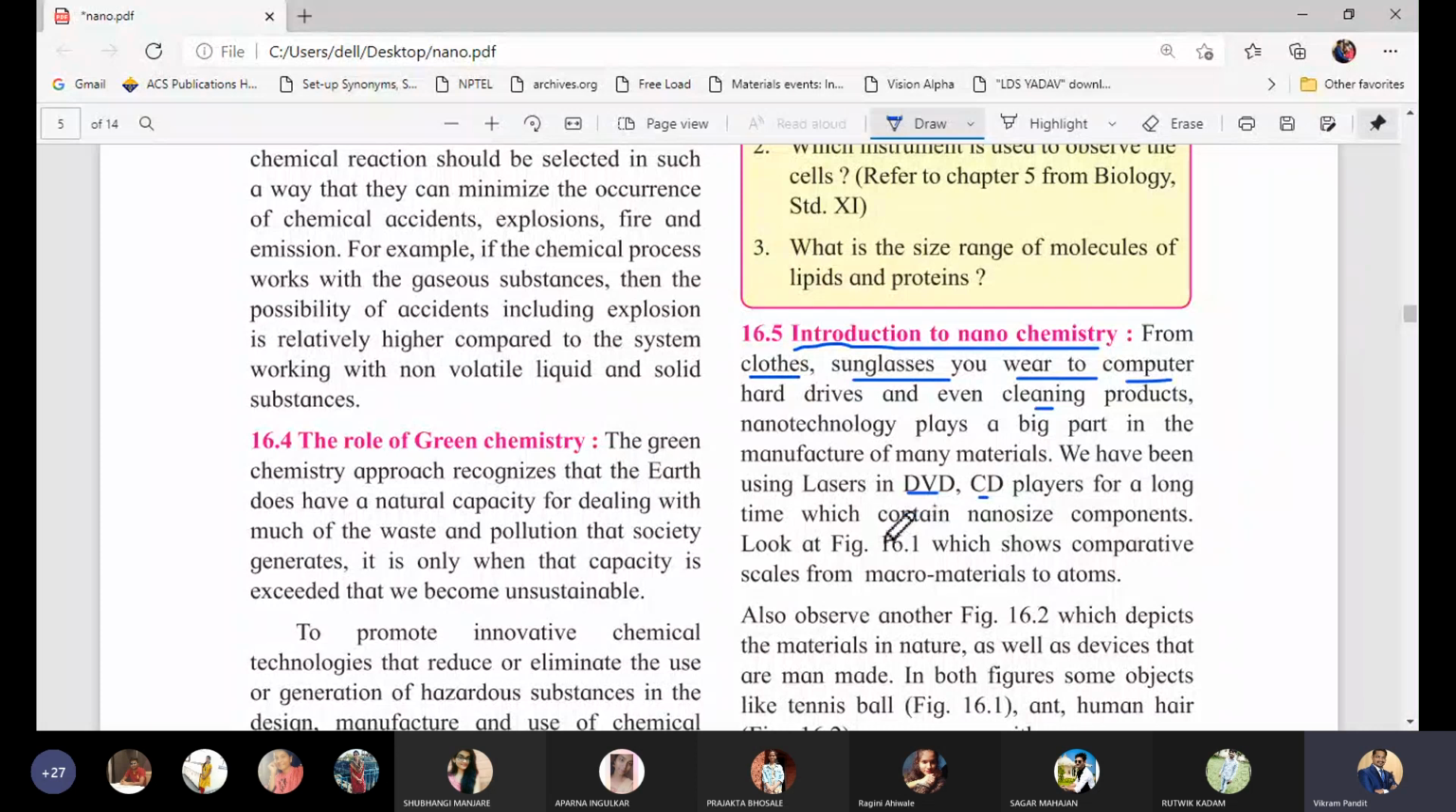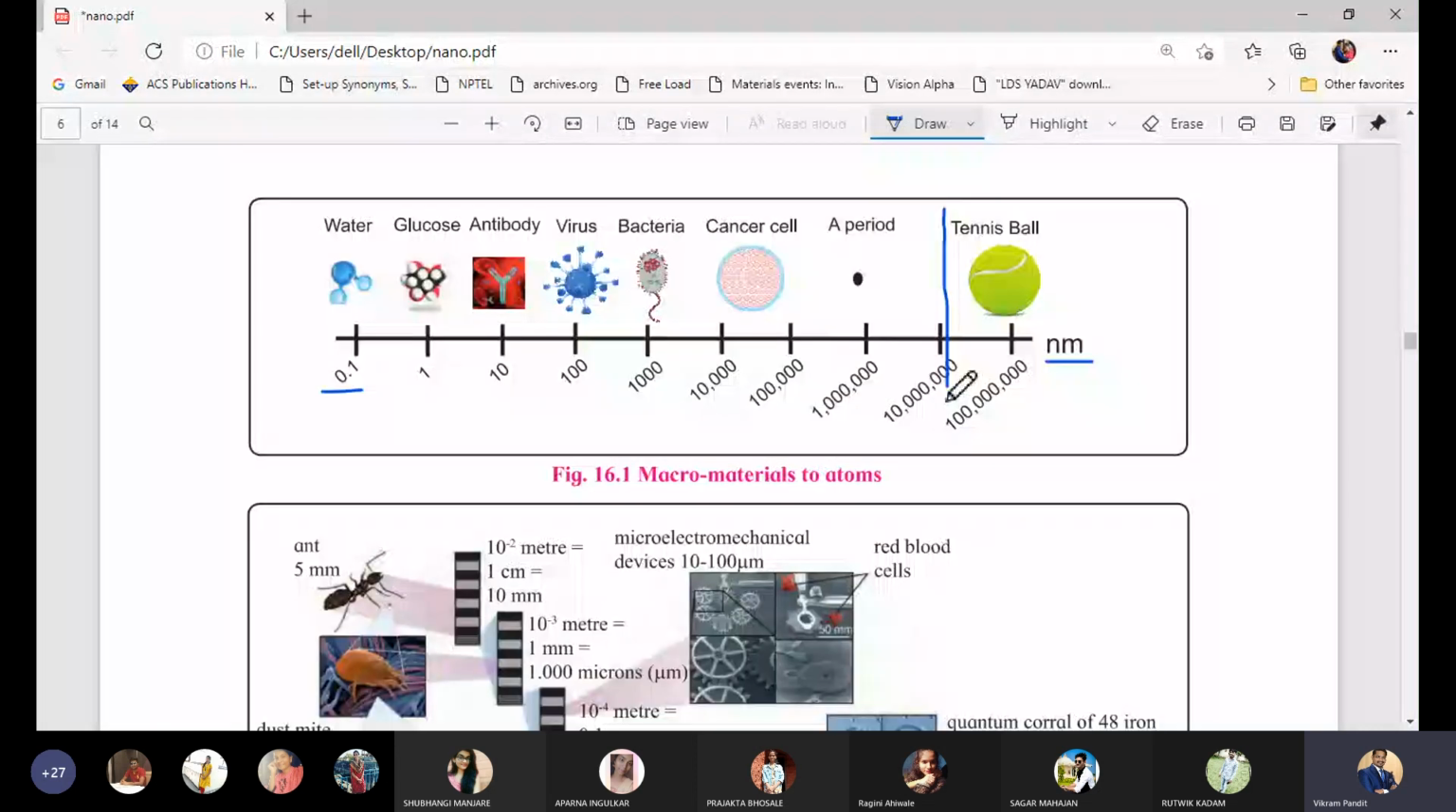Okay, so this tennis ball that we can see, just imagine the tennis ball is like this. What is the size of these small particles, including viruses, bacteria, cancer cells? These are even smaller than the nanoparticle. So the nanoparticle comes somewhere here. There are two figures shown here, and here the scale of nanomaterial is discussed.